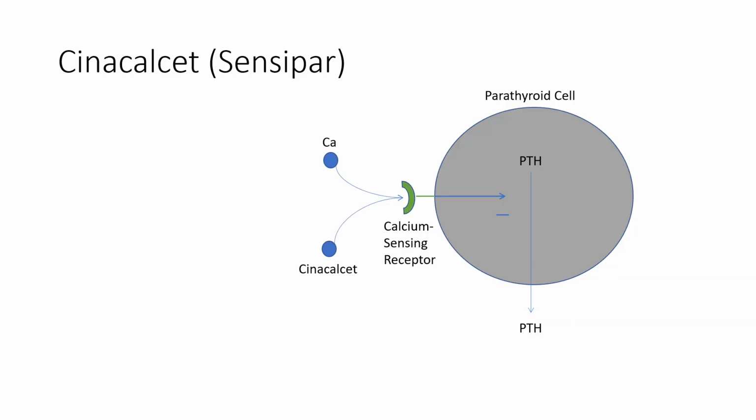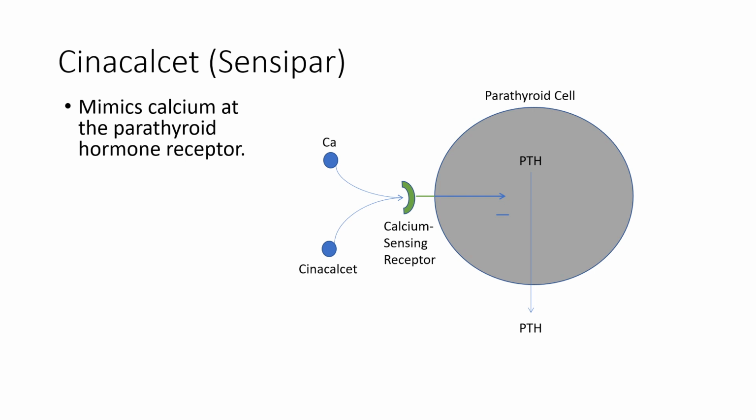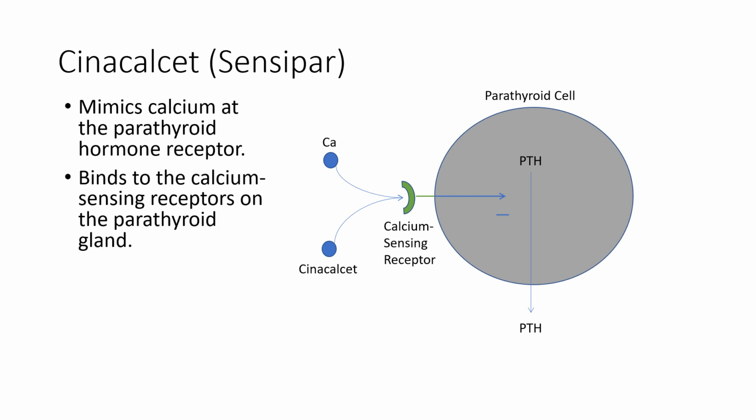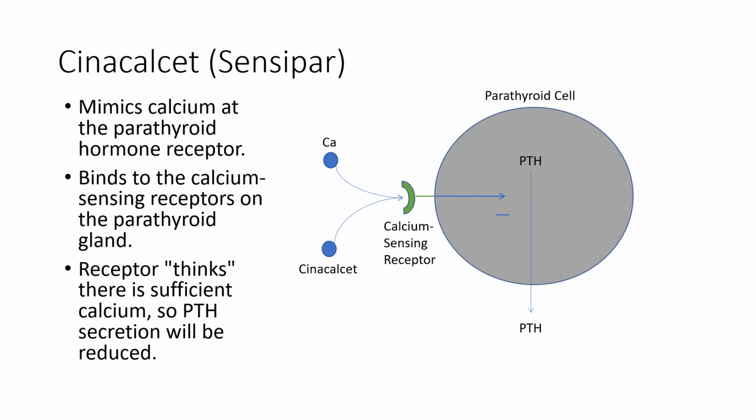If someone has an elevated PTH level and we suspect that they have high turnover bone disease, we may prescribe a medication called cinacalcet or Sensipar. This is a class of medicine that belongs to a family known as calcimimetics. These medications mimic the effect of calcium at the parathyroid hormone receptor. They bind to the calcium-sensing receptors on the parathyroid glands, and the receptor then thinks that there is sufficient calcium in the blood and then reduces the secretion of parathyroid hormone.